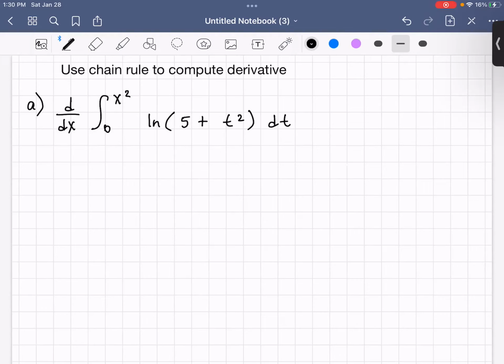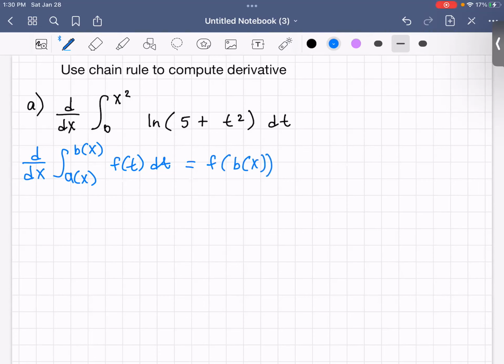So here we are asked to compute the derivative using the chain rule. And when they say use the chain rule when computing a complicated derivative of the integral, they just mean they want us to use a specific formula, and the general formula looks like this: d/dx of the integral with limits a of x and b of x, f of t dt, equals f of b of x times b prime of x minus the whole thing repeated with a of x.